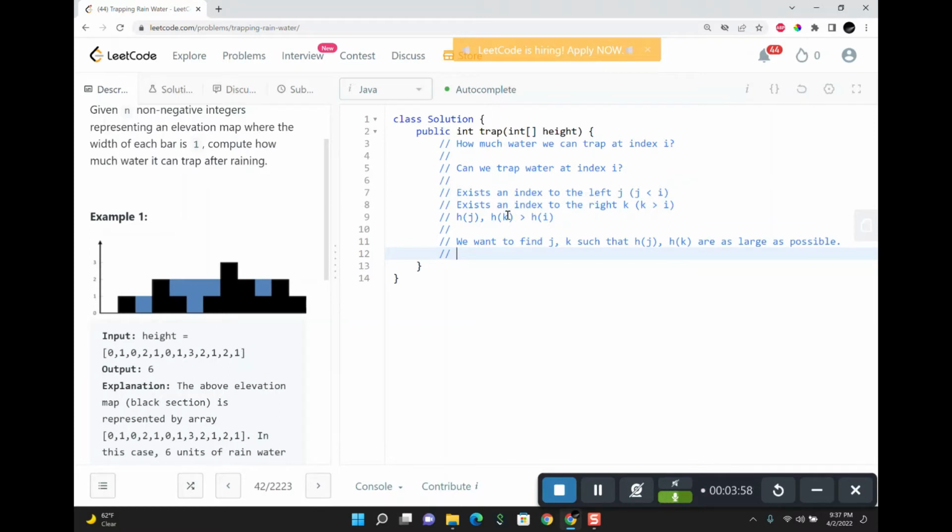The question now becomes, which bound do we choose? Do we choose hj or hk as the level to which we can fill up water at a particular index I? Well, we're going to choose the minimum of hj and hk, right?